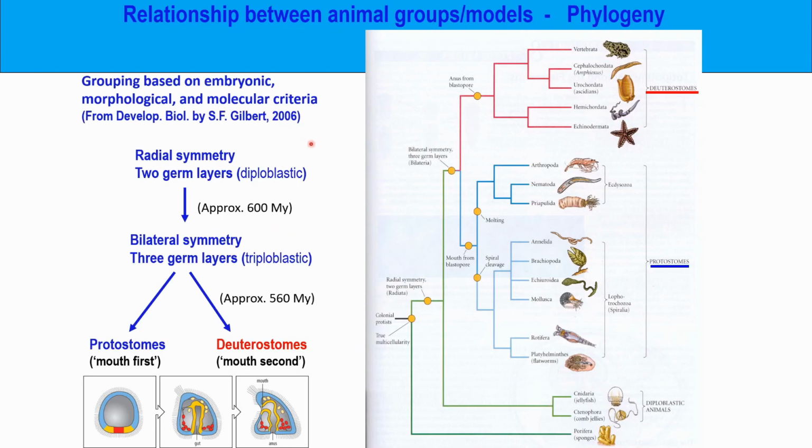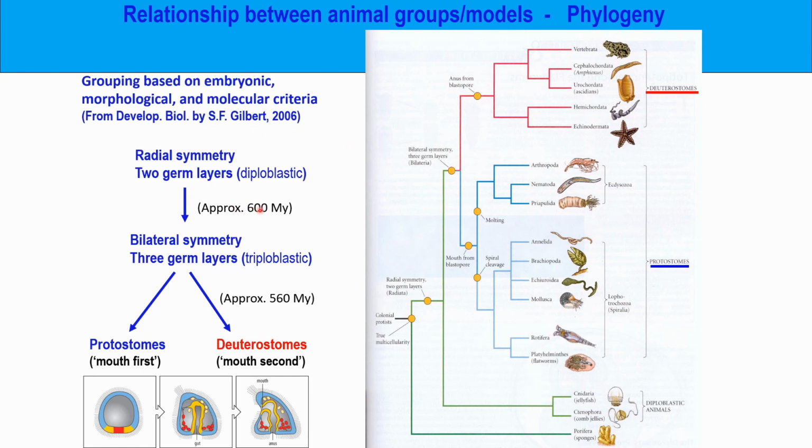Okay, so I will try and quickly go through model systems, and we wanted to start with the relationship between animal models, so the phylogeny between them, the degree of relatedness. And this figure here is a phylogenetic tree, which is based on morphological and molecular criteria, and it gives us some definitions by which we can cluster animals we consider more closely related to each other, not just on the level of DNA sequence, but on other factors that they have in common.